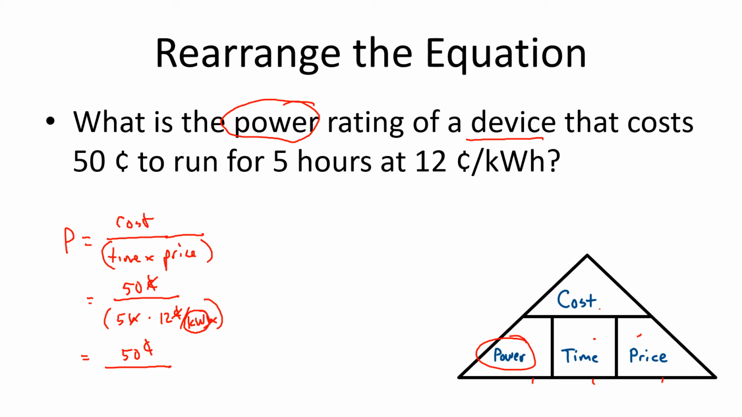So 5 times 12 is 60, I believe. Yeah, 60. And what's left here is cents per kilowatt, because the hours divided out. And then 50 divided by 60 should give me 0.83. Goes on and on there. And the cents are gone now, so that should just give us kilowatts. There you go. 0.83 kilowatts is what we're looking for.